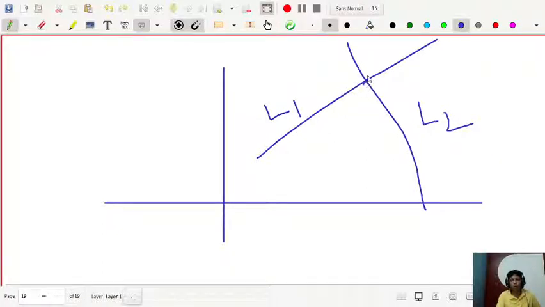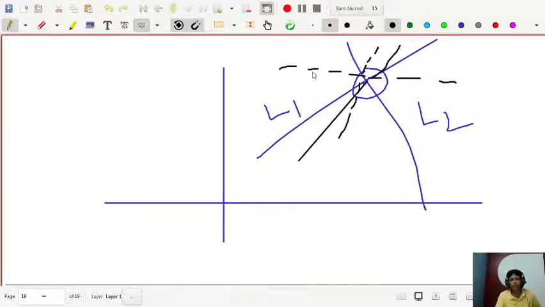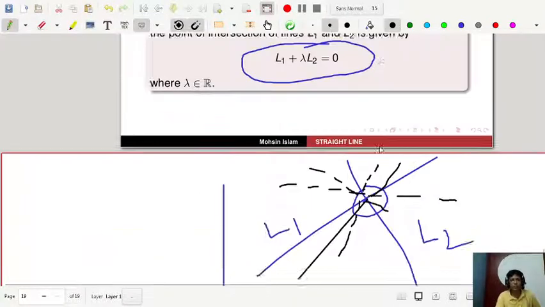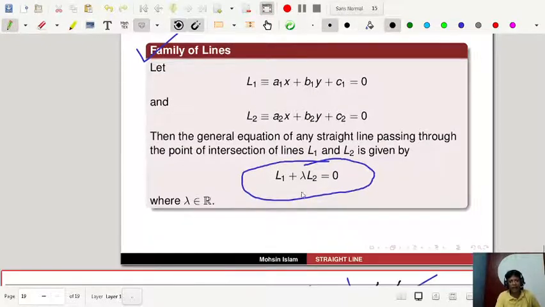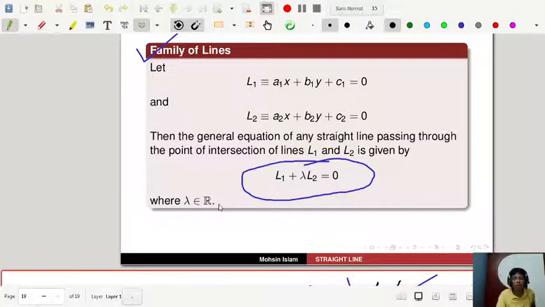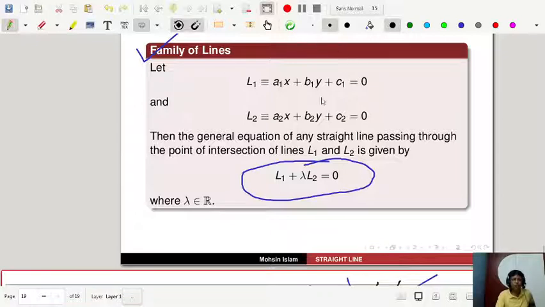Through this intersection an infinite number of lines can pass. These are called the family of lines. This family of lines is represented by L1 plus lambda into L2. Lambda is a scalar, any real number. If you change the value of lambda, you will get different lines. So this is how you can get the family of lines through the intersection of two lines.